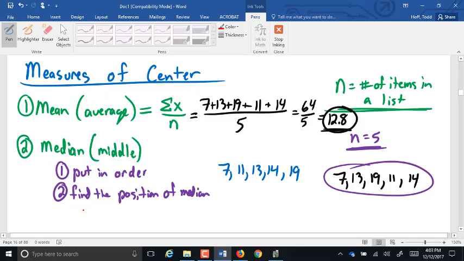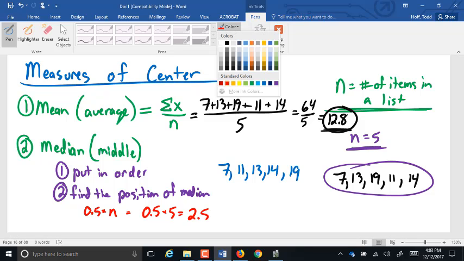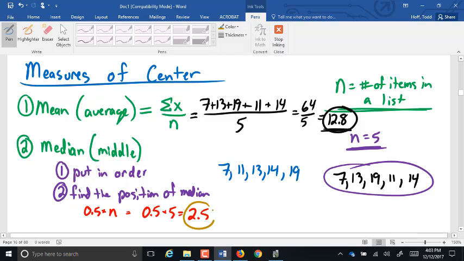The position of the median is just 0.5 times n. So for this, that'll be 0.5 times 5, which is 2.5. Since that is a decimal, we would round up. 2.5 rounds up to 3. So that says the third number is our median.